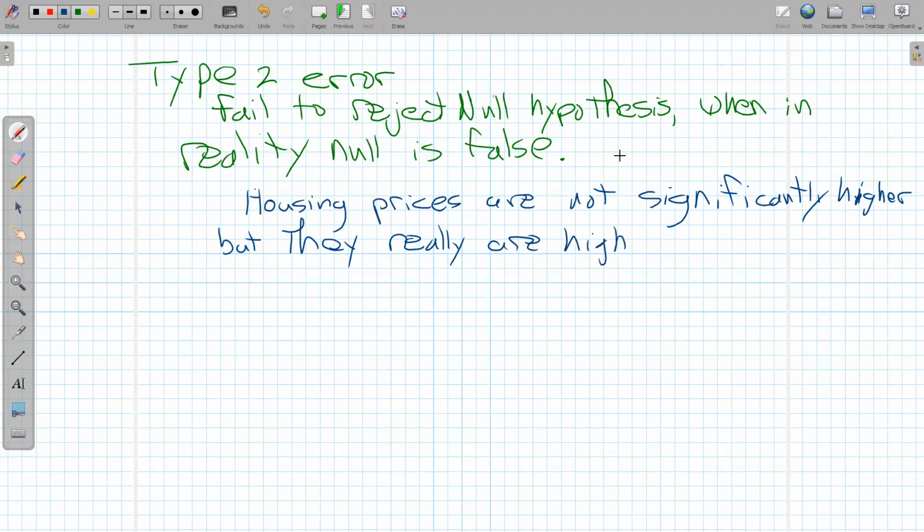So this is what it would mean to fail to reject. I say housing prices aren't higher. I failed to say they were. But in reality, the null is false. That means they actually were higher. So, but they really are higher. All right, so what are the consequences that might happen here?